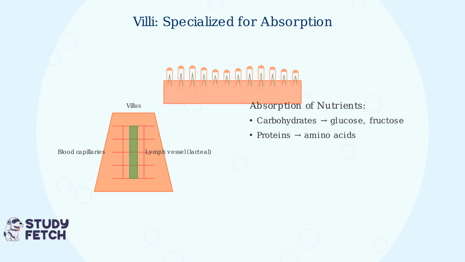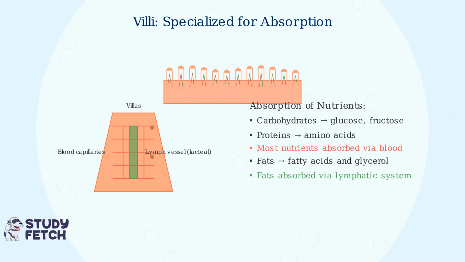Different nutrients are absorbed through different pathways. Most nutrients, including glucose from carbohydrates and amino acids from proteins, are absorbed directly into the bloodstream through the capillaries. Fats, however, follow a different route. After being broken down into fatty acids and glycerol, they are reassembled in the cells of the villi and then absorbed into the lymphatic system via the lacteal.